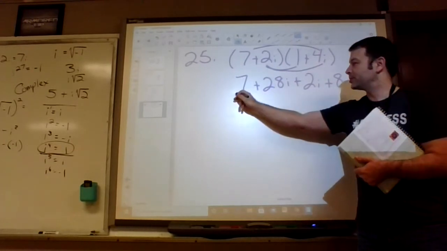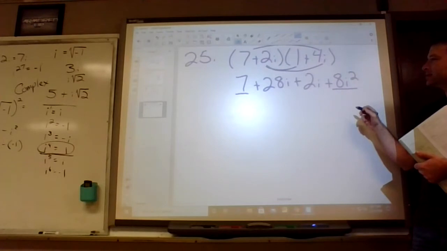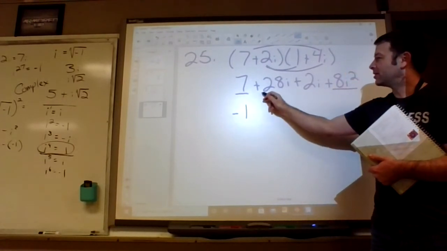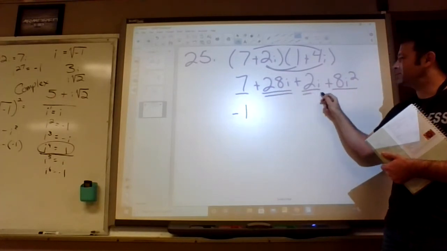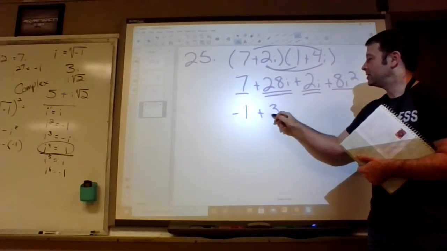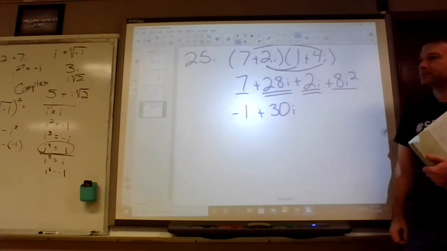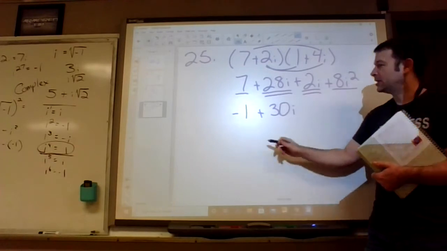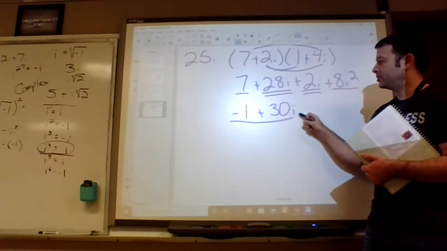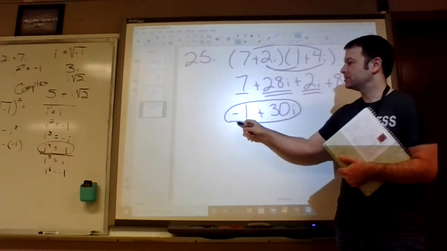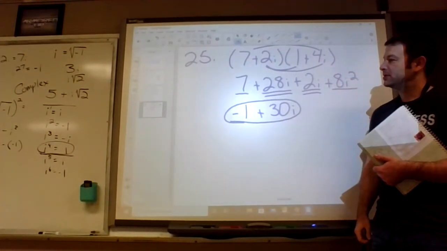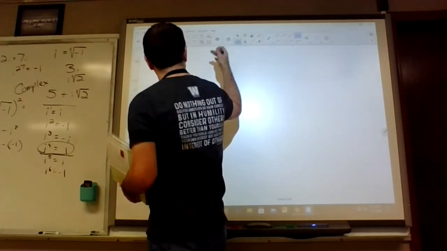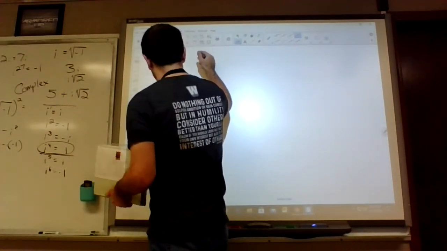So on our real numbers, we have 7 minus 8, which is negative 1. And our imaginaries, we got 28 plus 2, 30. Plus 30i. They always put the real number in front of the imaginary number, kind of like we always put 7 in front of x if we're doing 7 times x.